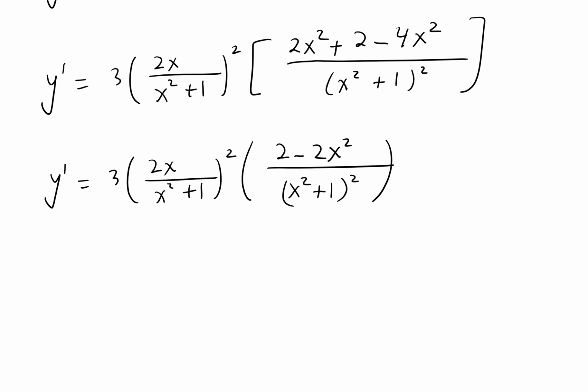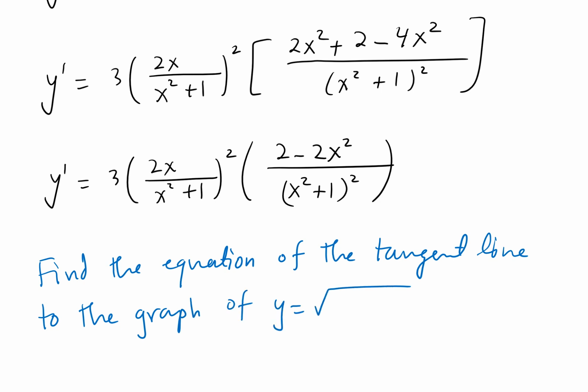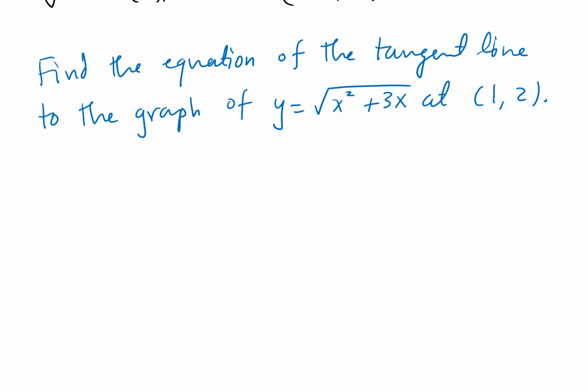As an application to this, find the equation of the tangent line to the graph of y equals the square root of x squared plus 3x at (1, 2). So to find the equation of the line, that reminds me of y minus y1 equals m times (x minus x1). So this is x1, y1. All I need is the slope.